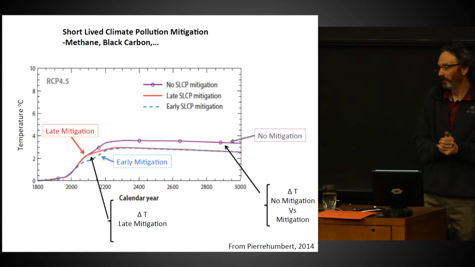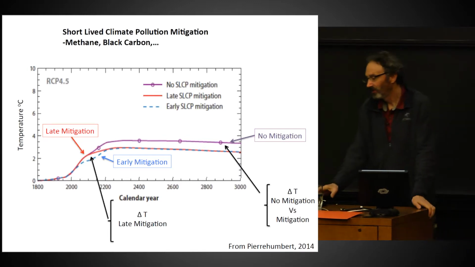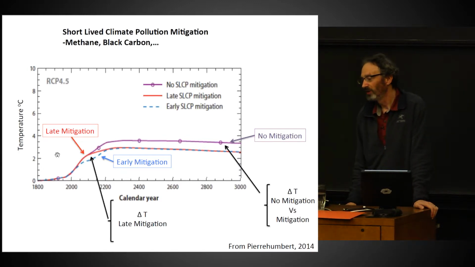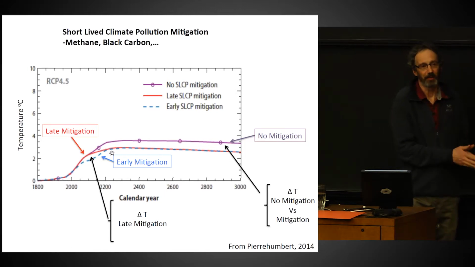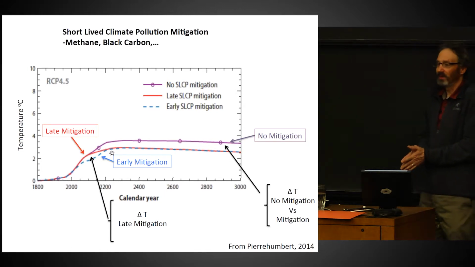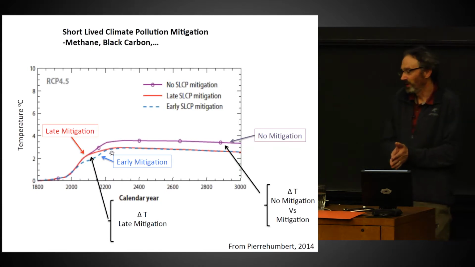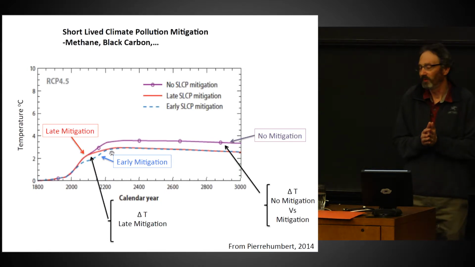Okay. So this is a plot, and this shows degrees temperature versus calendar year. And what we're showing here is some sort of increase in carbon, and there are two choices here. One, we have an early mitigation of methane. Here we have a late mitigation, and this shows the trajectory of the climate. So it doesn't matter for methane whether we stop it now or whether we stop it in the future. We get to the same place as long as we stop the emissions.